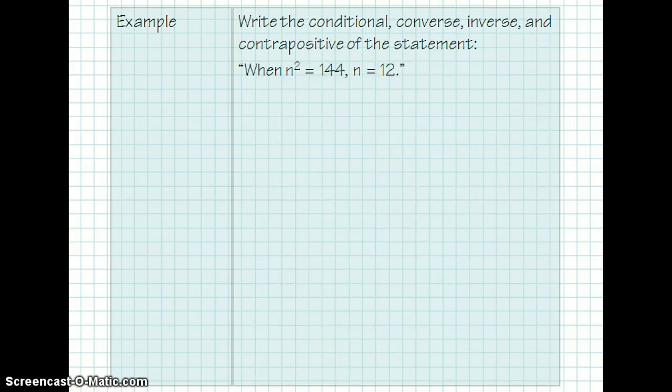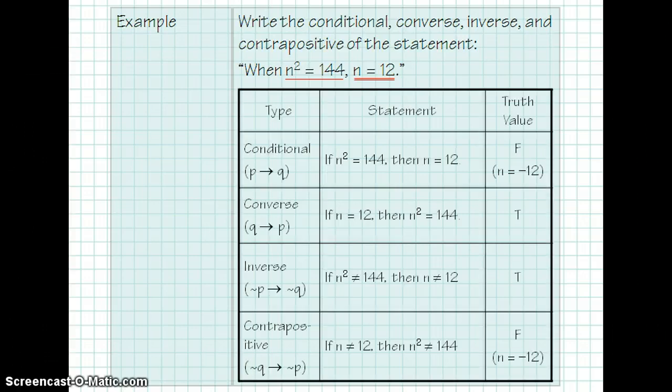Okay, on a more math-related note: when n squared equals 144, n is equal to 12. Again, we're going to identify our hypothesis and conclusion. Our hypothesis is n squared equals 144, and our conclusion is n equals 12. We're going to write all of our statements here. My conditional is "if P then Q," which means: if n squared equals 144, then n equals 12.